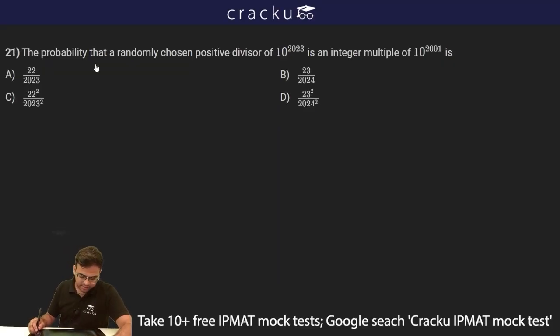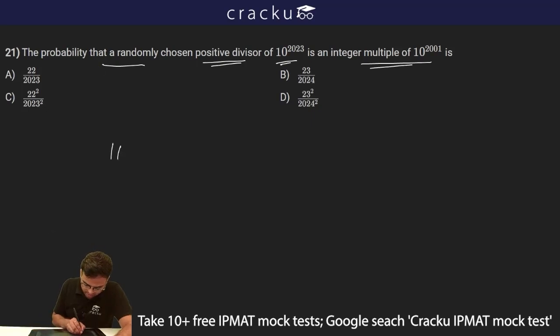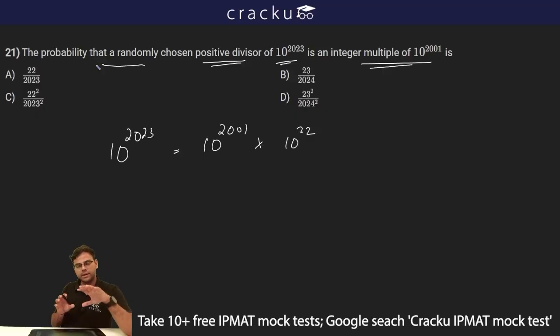The next question is saying that the probability that a randomly chosen positive divisor of 10 to the power 2023 is an integer multiple of 10 to the power 2001. So first of all, 10 to the power 2023 can be written as 10 to the power 2001 into 10 to the power 22. I've just separated the powers into two parts because I have to find out the integer multiple of the divisor, which is 10 to the power 2001.